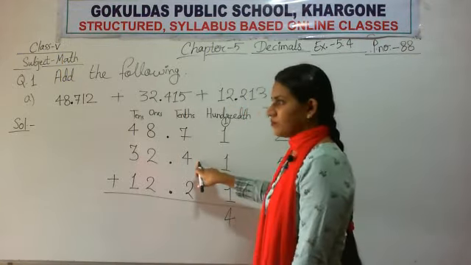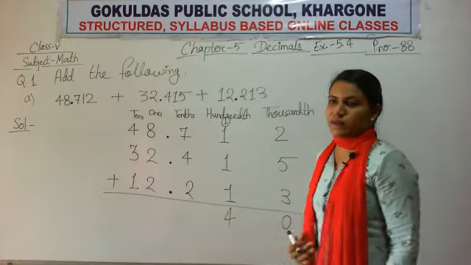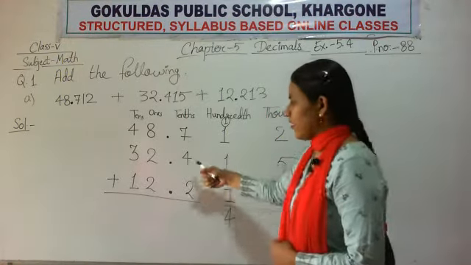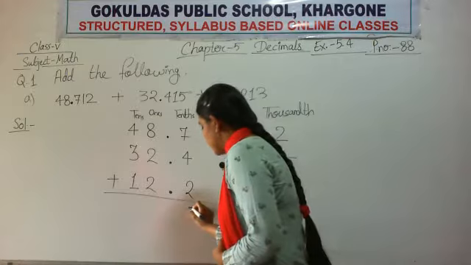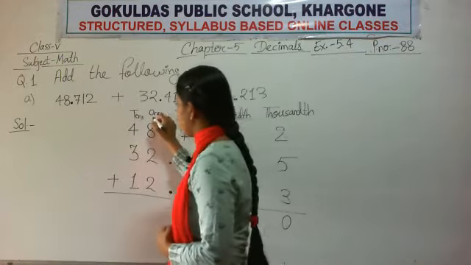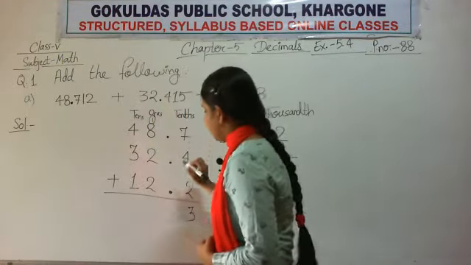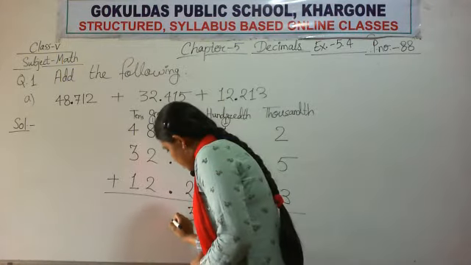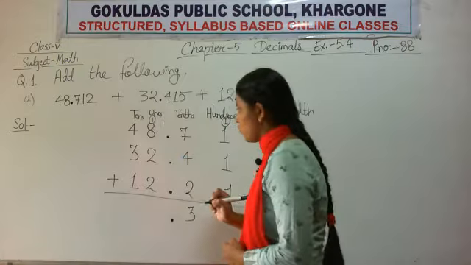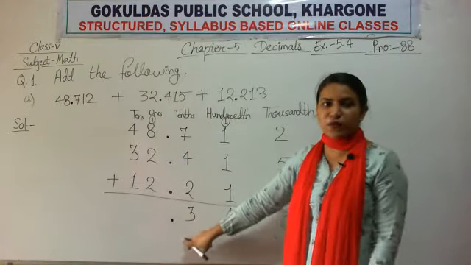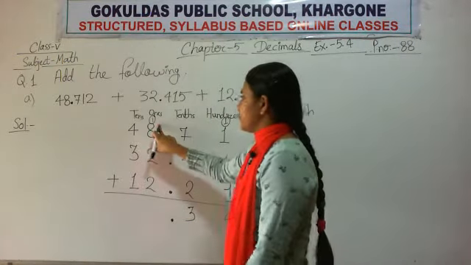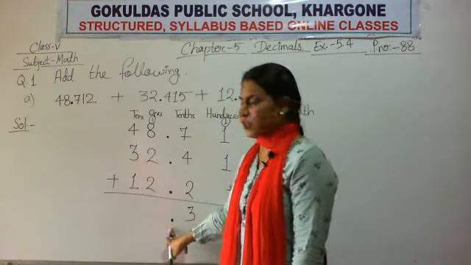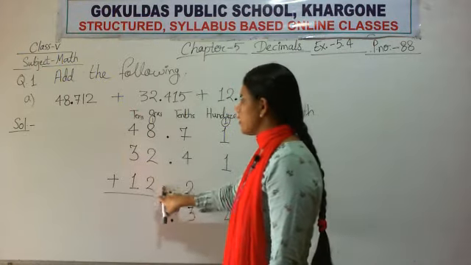Now add the digits in the tenth column. 7 plus 4 is 11. 11 plus 2 is 13. So 3 here, 1 carry forward. Remember here the decimal point is there. So put a decimal point as it is. Okay, you need to copy down this decimal point as it is. Do not forget to put the decimal. Okay, now add the digits in the ones column.